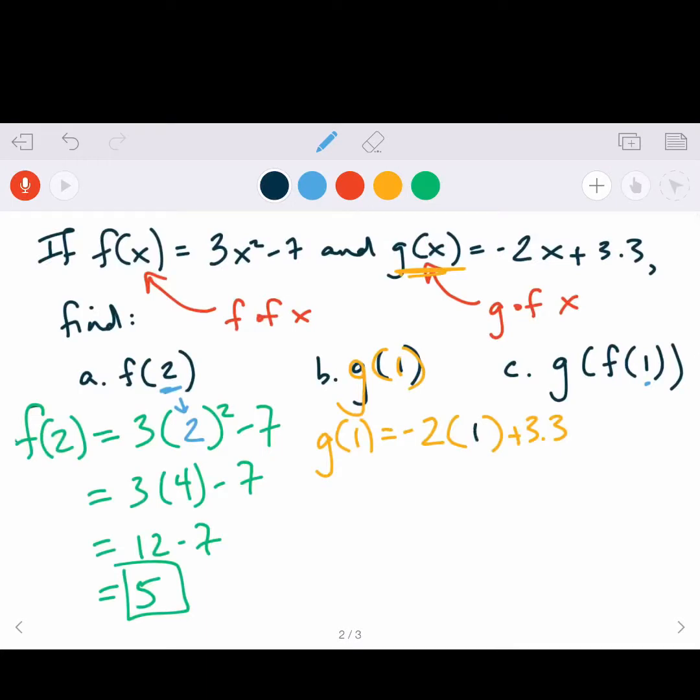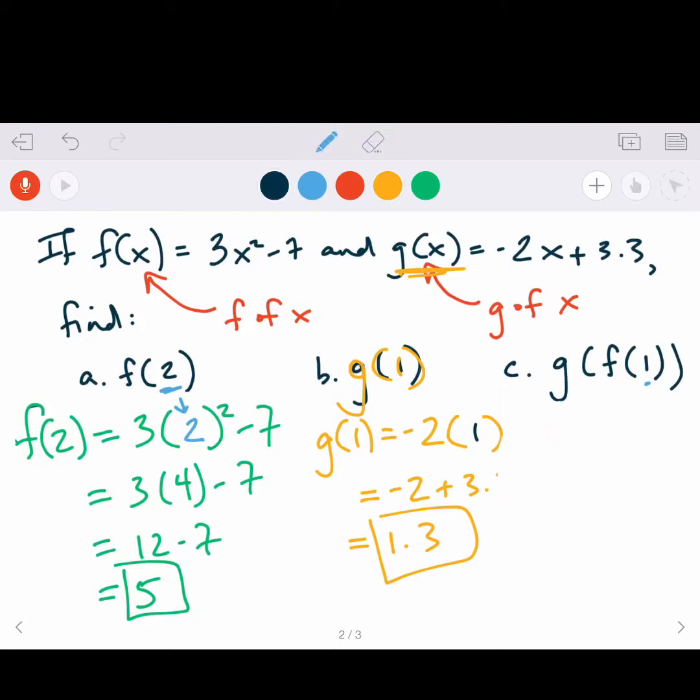is a 1, right? So I'm substituting in, equals negative 2 times 1 plus 3.3. And so we're going to get a 1.3. All right. And then the last one here, I'm just going to erase a little to give myself some room.